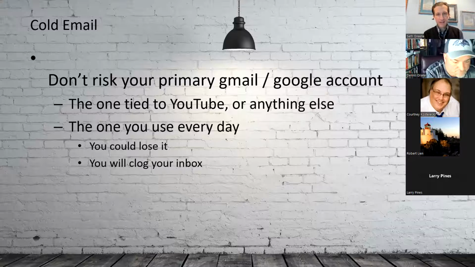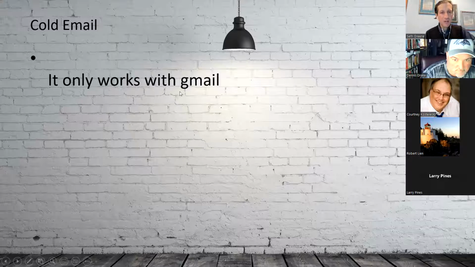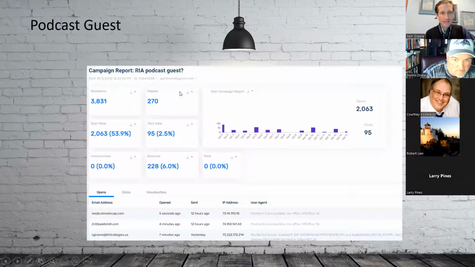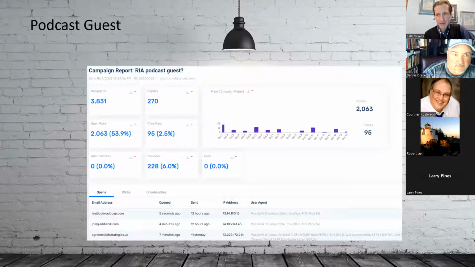The other issue is if you use a primary Gmail account, you may clog up your inbox. For example, when I showed you these stats, this one got 270 replies. That means I had 270 emails in my inbox. So if you were using your primary Gmail that you use for work every day, you're going to miss emails from, let's say, clients or people who use that email to talk to you, because you're going to hopefully have so many replies.